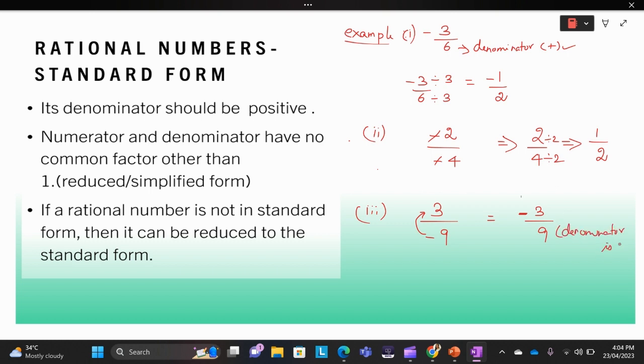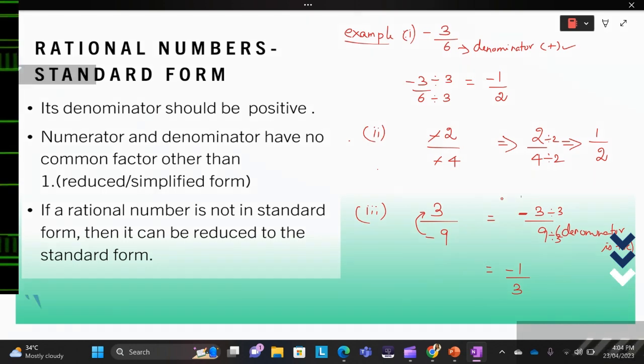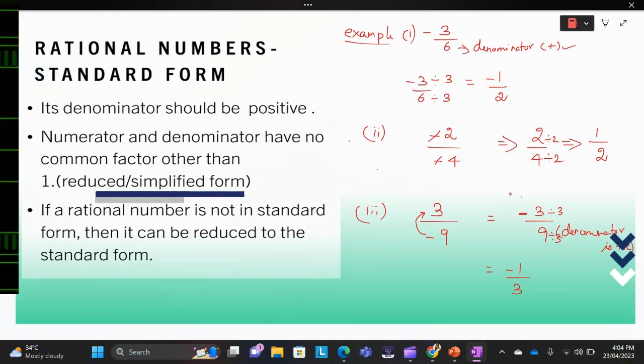So what is the next step? I have to reduce to the simplified form. And I know minus 3 by 9 has a common factor 3. So I'm dividing by 3. So it becomes minus 1 by 3. So this is how I will convert any rational number which is not in standard form to its standard form. Got it?